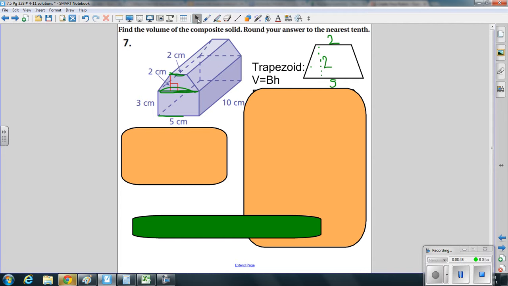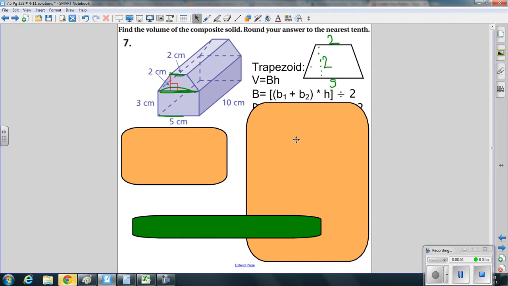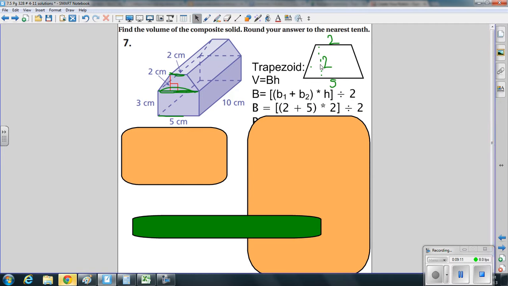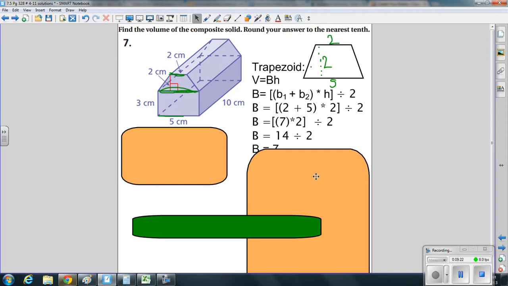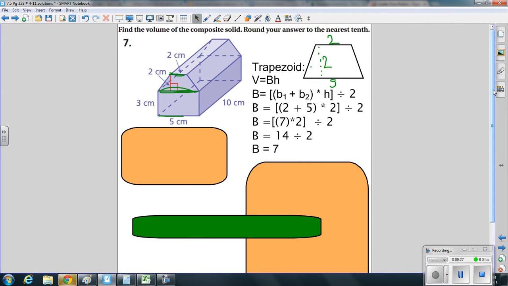If you have your NJ Ask reference sheets available, your formula may look a little different than how I wrote it, but to find the area of a trapezoid, you take base 1 plus base 2 and add them together. So I would add 5 plus 2 to get 7. Then I would multiply it by the height of the shape. The height is 2. So 7 times 2 is 14. And then divide by 2. So the area of just the trapezoid is 7. Any questions on how I did this, please ask.